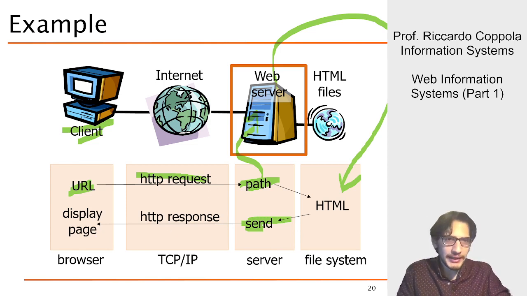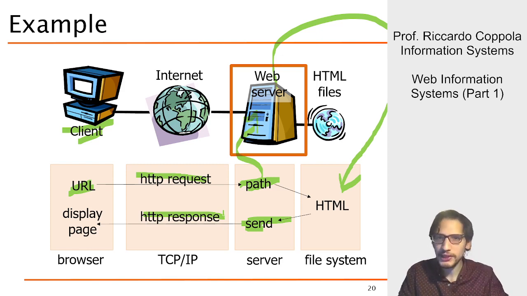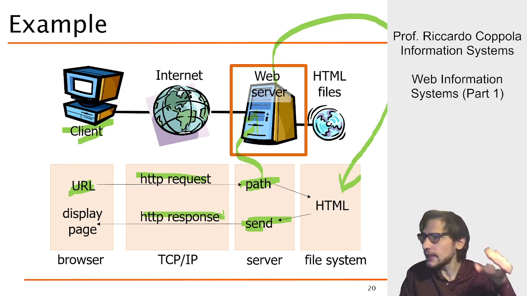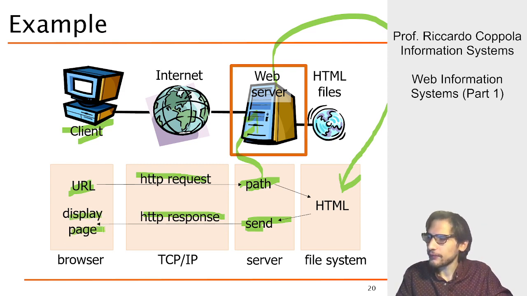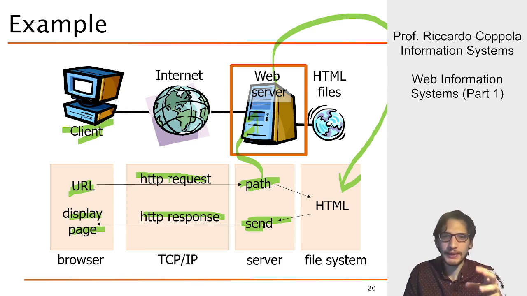How do I send back this response? I send back the response through the HTTP protocol again. So I package an HTTP response, including my HTML content, and I send it back to the client. At this point, the client can receive the response. In the response, it can find the HTML content that it wanted, and so this HTML content can be displayed in the browser.